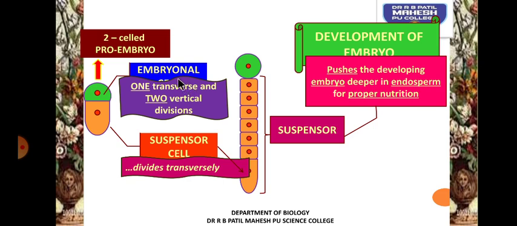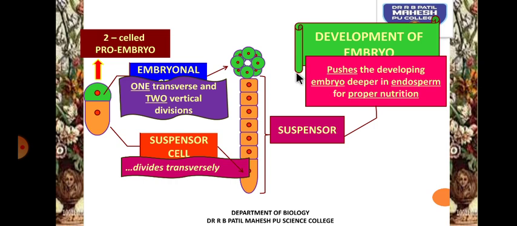Now this is about the suspensor cell. The circular cell, called the embryonal cell, will divide, and it undergoes one transverse and two vertical divisions. See there, one transverse and two vertical divisions, and this results in the formation of a 4-celled stage, then an 8-celled stage. Like that the division continues. So how many cells does the embryo have now? 1, 2, 3, 4, then 1, 2, 3, 4. That is the 8-celled stage embryo.